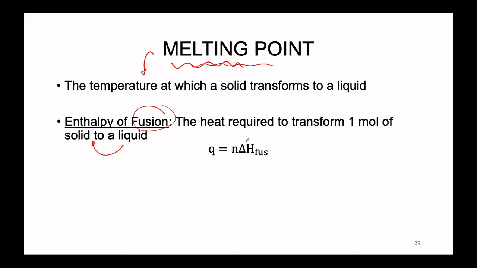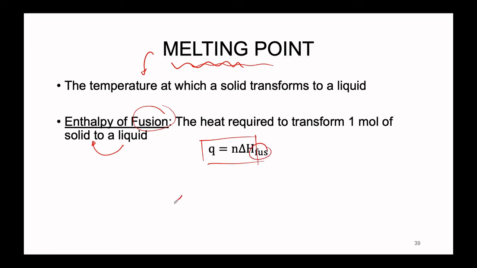All right, we can see the equation presented here. Q is equal to N delta H of fusion is the exact same setup. It is still a Q is equal to N delta H. And we're going to use this equation in the exact same way as what we used the previous equation. The only difference here is that the delta H is going to correspond to the fusion.